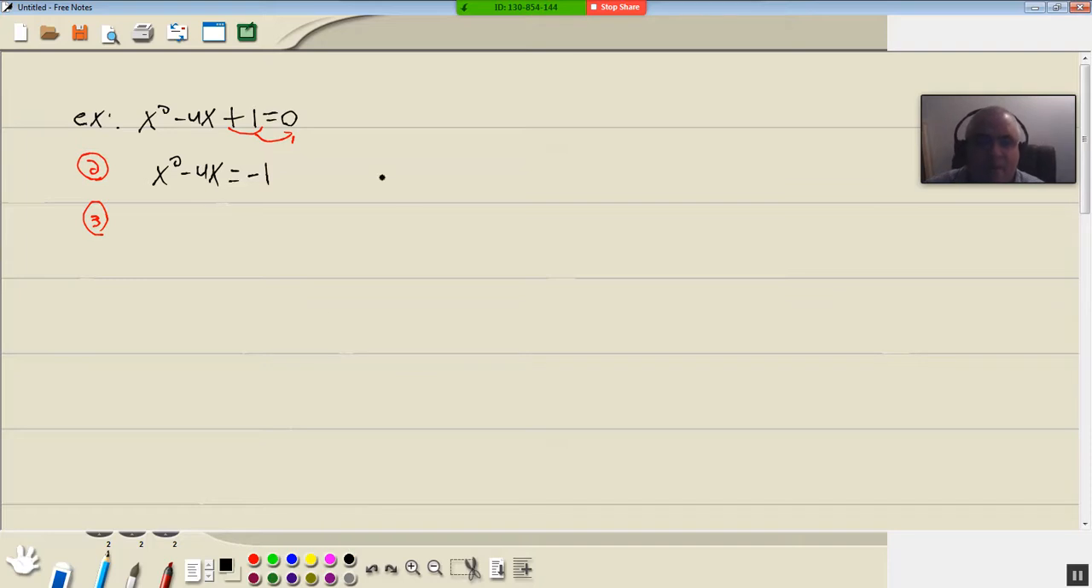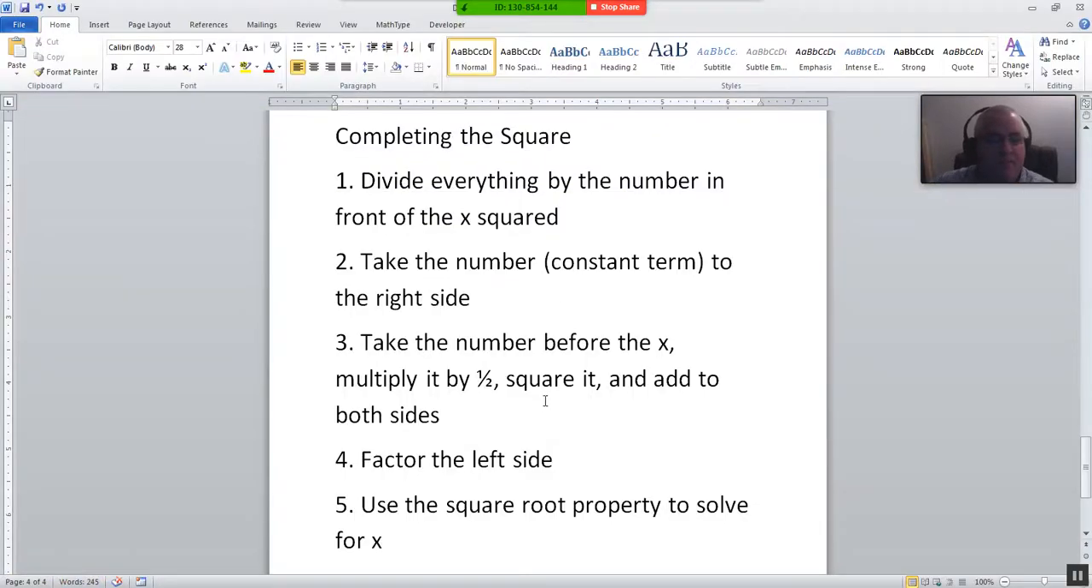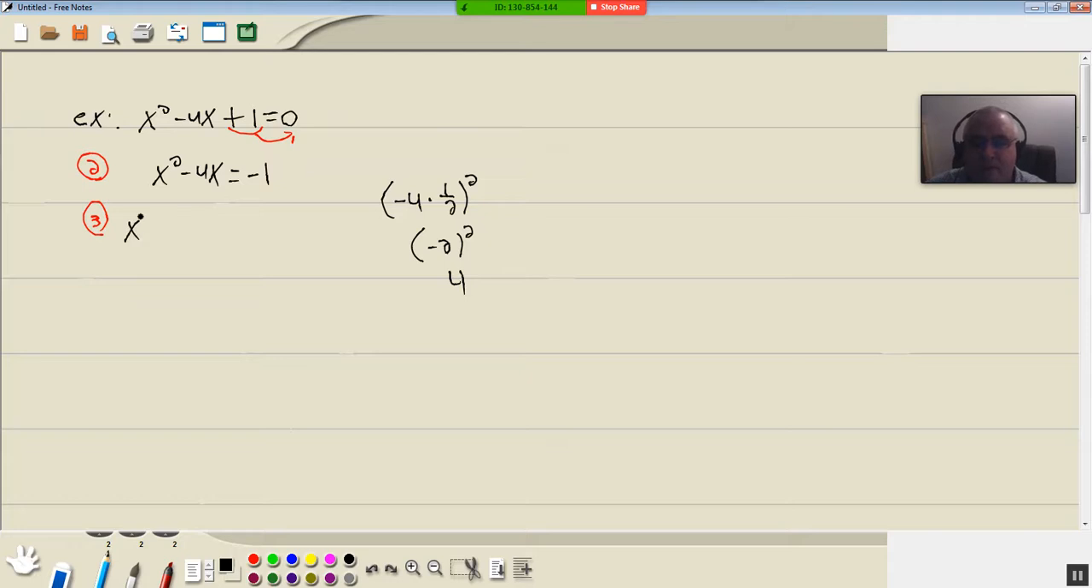Step 3. Take the number before our x, which is negative 4, multiply it times a half and square it. It's always times a half and it's always squared. Negative 4 times a half is negative 2, and negative 2 squared gives us a positive 4. And then add to both sides. So we're going to have x squared minus 4x plus 4 is equal to negative 1 plus 4. So that gives us x squared minus 4x plus 4 equals negative 1 plus 4 is 3.